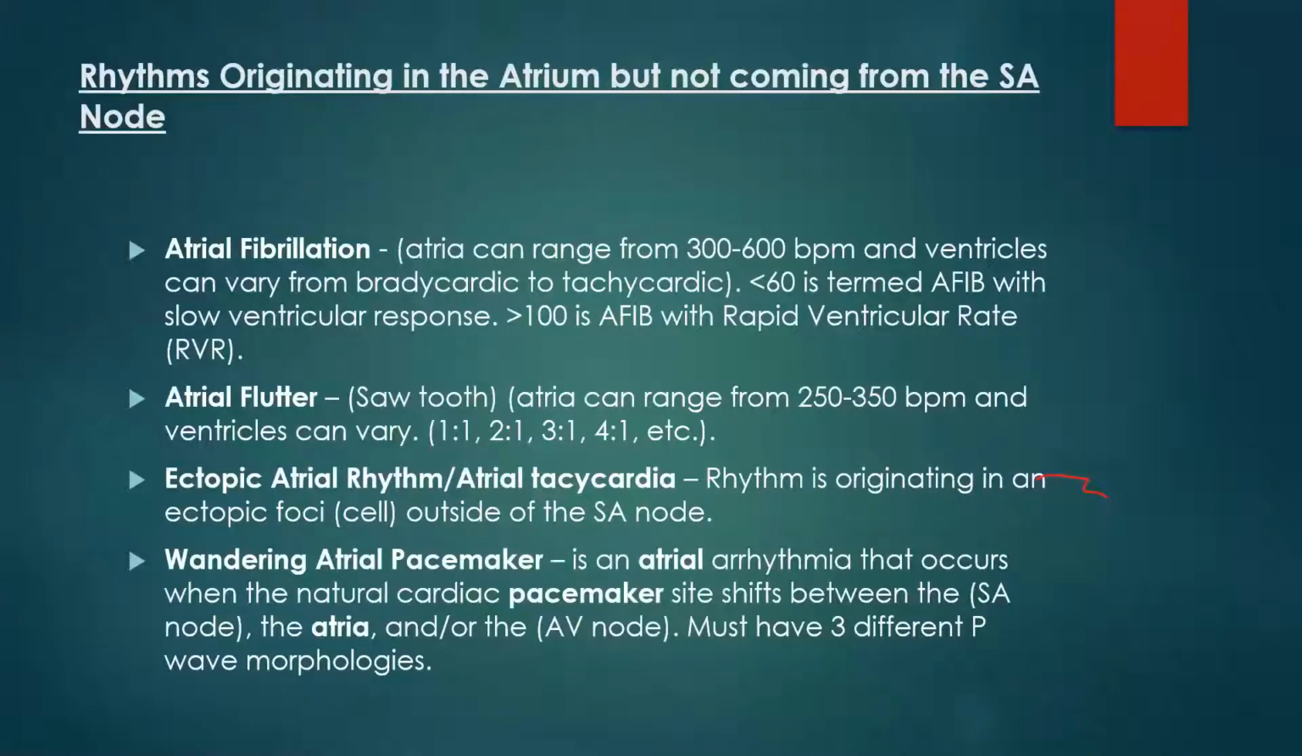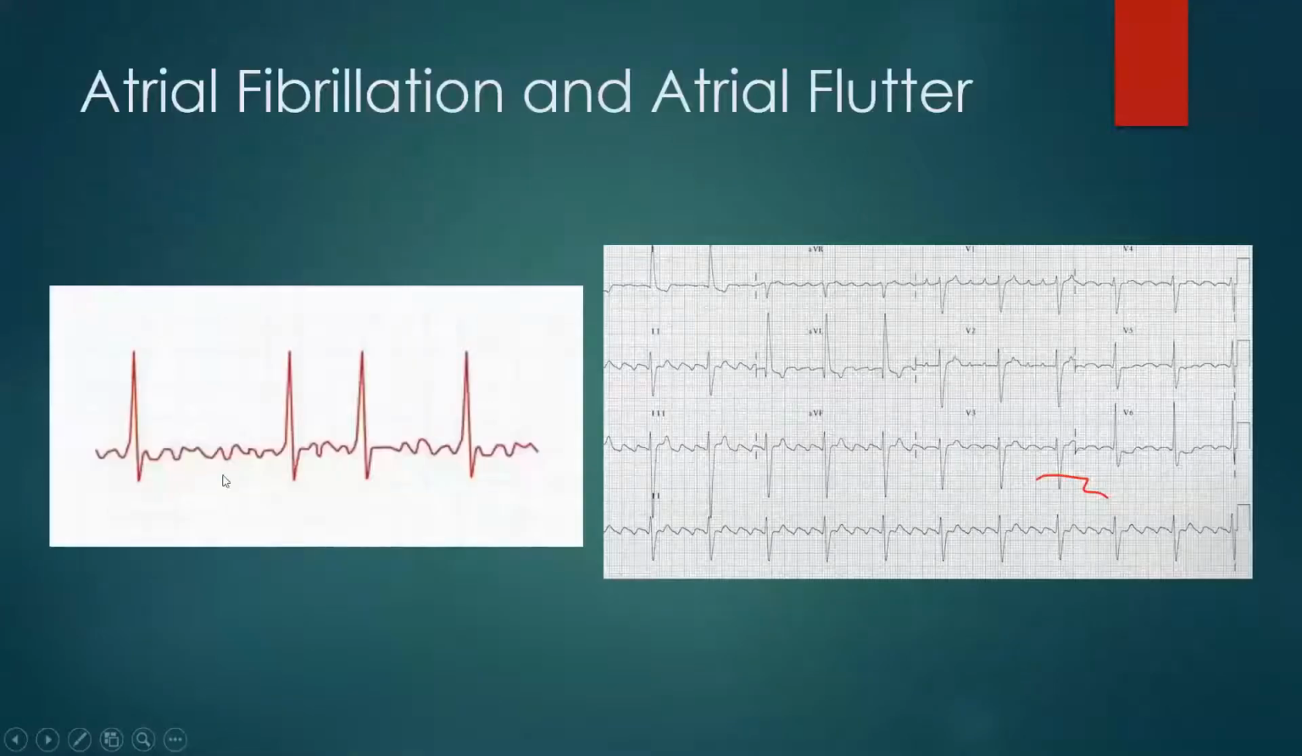So let's talk about atrial rhythms, but not SA node. So this is going to be our AFibs, our A flutters, ectopic atrial rhythms, and wandering atrial pacemakers. So we're just going to move right to the EKG. So on the left, let me bring up the little laser pointer. I'm kind of digging this thing. This is what atrial fibrillation looks like.